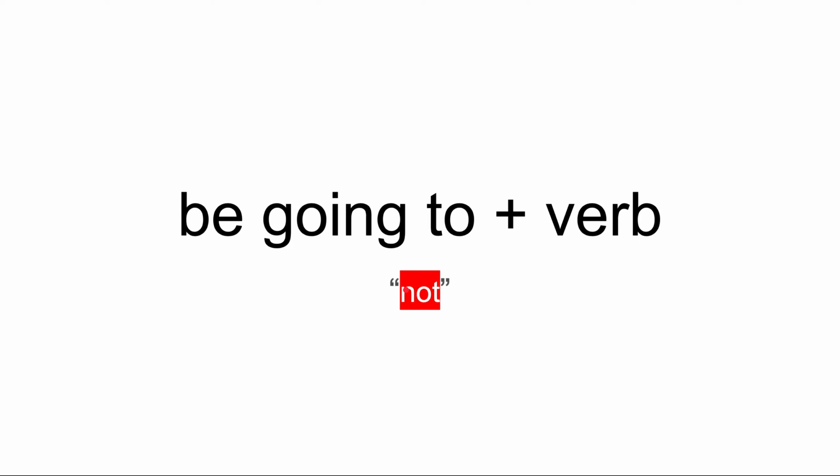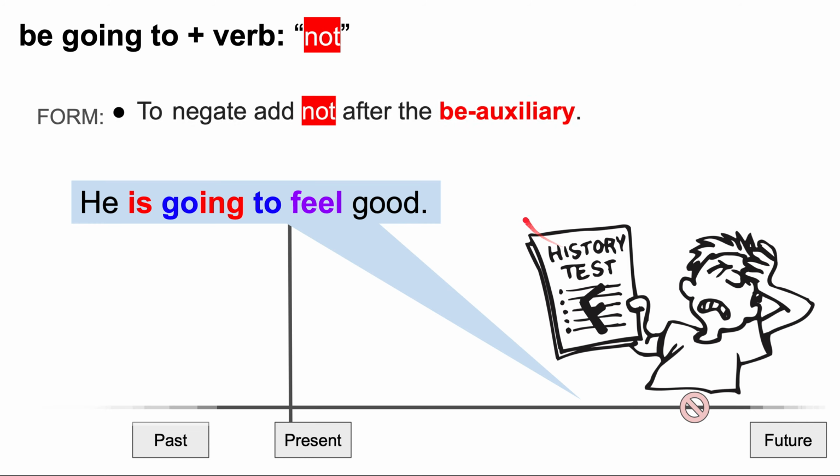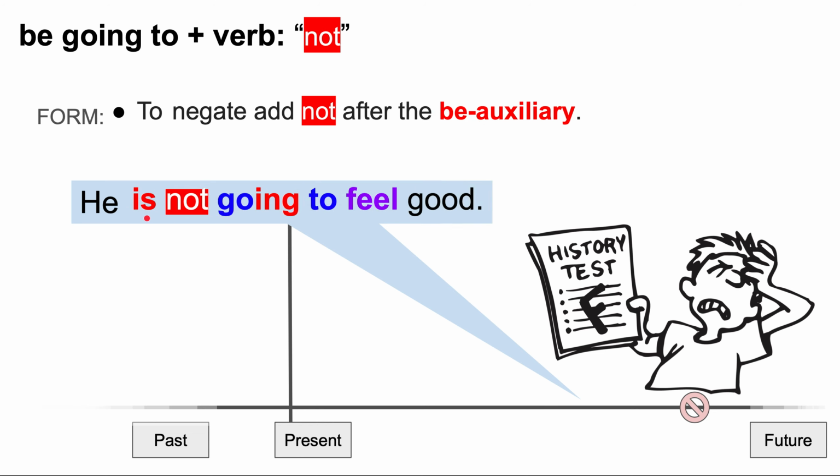Okay, now we're going to look at how to negate be going to plus verb. So, here's my sample sentence. He's going to feel good. Let's study how to negate. To negate, we add not after the be auxiliary. So, he is not going to feel good. The be auxiliary is, the negation comes after it.